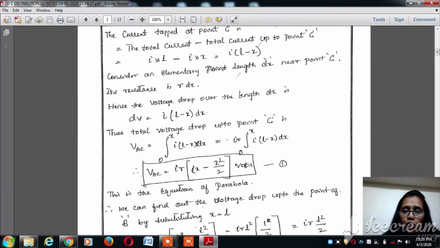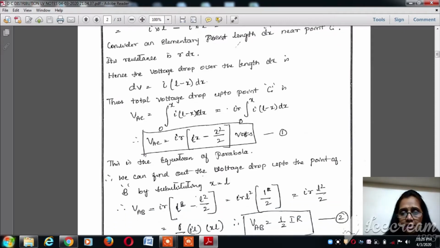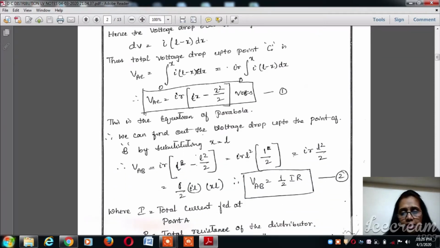So the voltage drop up to the point C we can find by integrating I into (L minus x) into R dx between the limits 0 to x. When we integrate this, the voltage drop up to the point C, that is VAC, is equal to I into R into (Lx minus x square divided by 2) volts. Let's consider this as equation 1, and as you know, this is very similar to the equation of a parabola, that is Lx minus x square divided by 2.